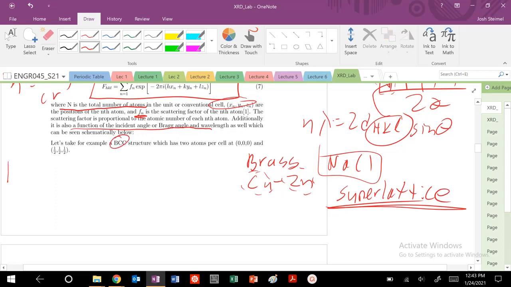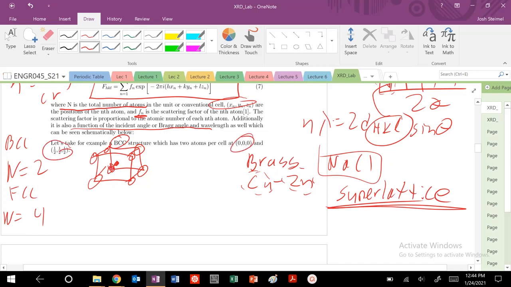So what is the total number of atoms n in a BCC structure? 2. We've done that in class. What about FCC? Well, our n is equal to 4. Now, if BCC has 2 atoms per cell, let's look at the BCC structure, like this. I've gotten fast at these over the years. I can pick any 2 atoms in the structure, but I'm going to be strategic. So I'm going to select these 2 atoms. These are going to be my basis set of atoms in this cell.